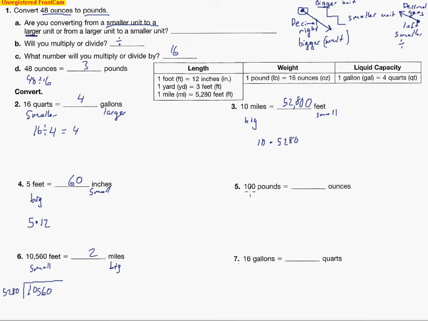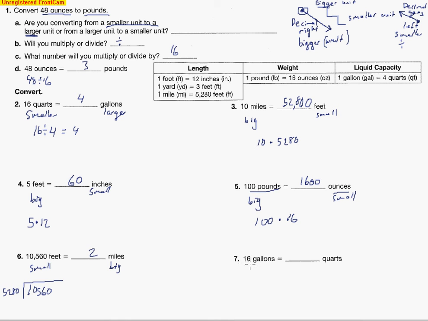And the next one, 100 pounds to ounces. So pounds is my big unit, and I'm going to a small unit. So whenever I go big to small, there's going to be a lot more of the smaller ones than the bigger ones. So that means I have to multiply. And so I'm going to end up doing 100 pounds times by 16 ounces in 1 pound, which gives me 1,600. It moves the decimal 2 spaces, or adds 2 zeros.